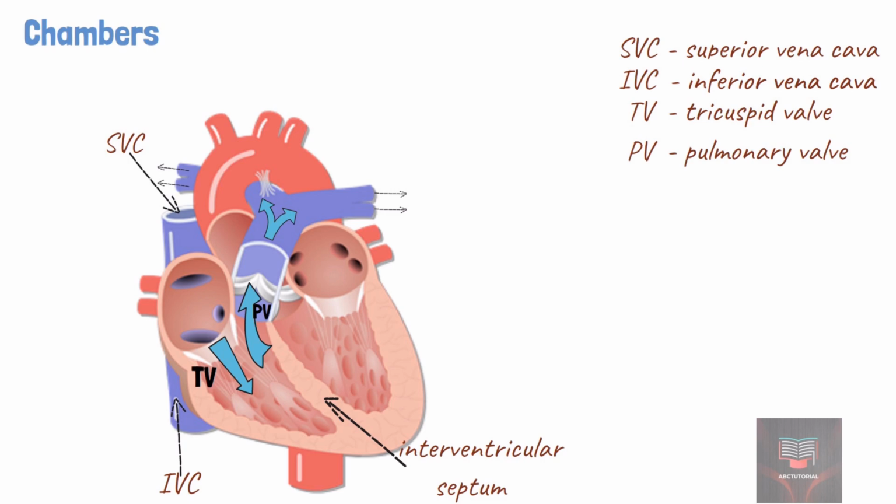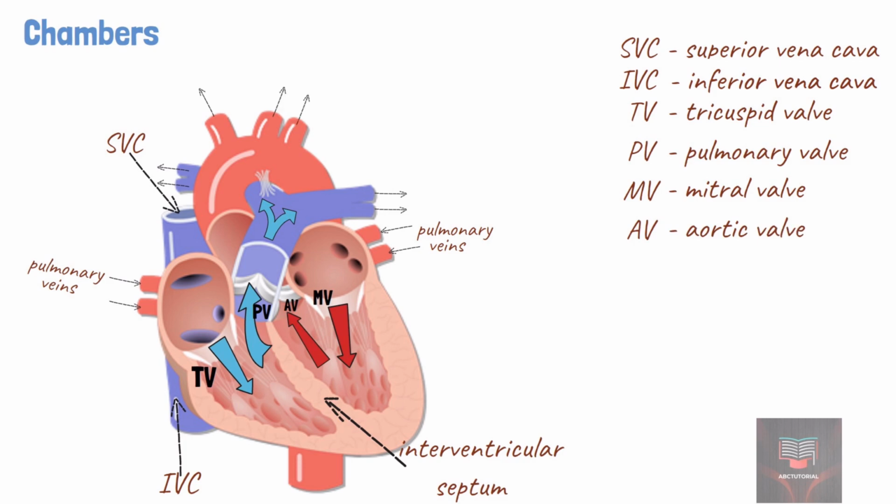The left atrium receives oxygenated blood coming from the lungs via the 4 pulmonary veins. The left atrium delivers this blood to the left ventricle via the mitral valve. The left ventricle, which is the thickest of the 4 chambers, pumps oxygenated blood through the aortic valve into the aorta and to the body systems.